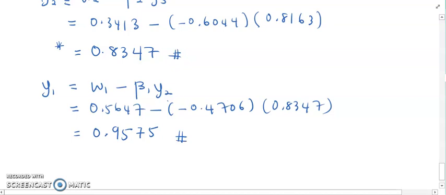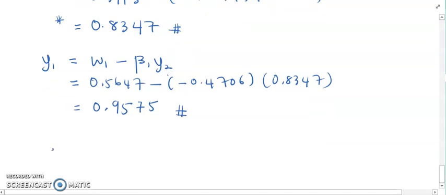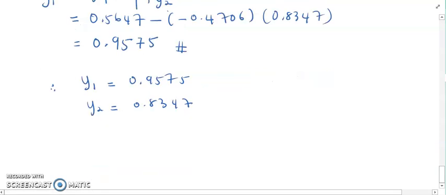Okay, done. So we have finished the Thomas algorithm part. So our solution for this system is y1 equals 0.9575, y2 equals 0.8347, and y3 equals 0.8163. So basically, we have solved this ODE, the boundary value problem.